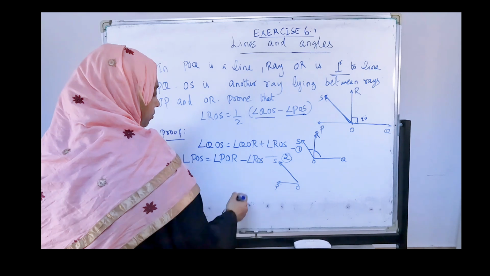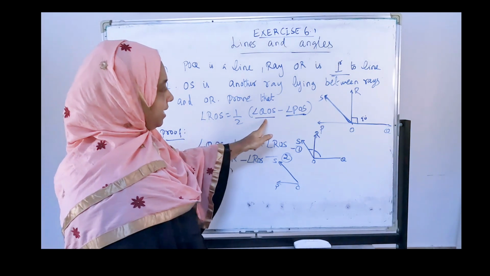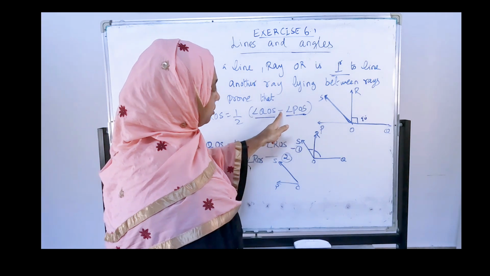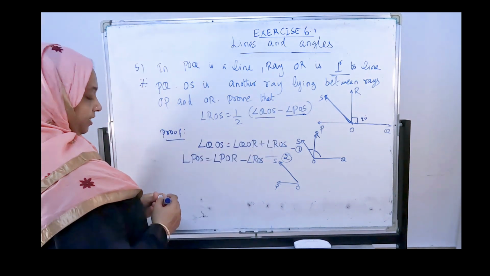Now from 1 and 2, on both sides what you have to do is, QOS and POS. They ask us to subtract these two angles. We also do the subtraction.